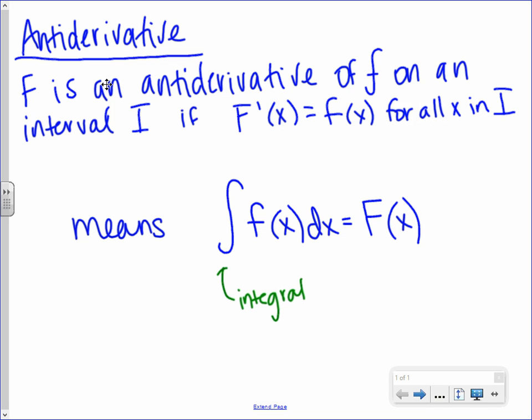However, I have a question for you. What's the derivative of a constant? 0. So technically, we could add a constant to our antiderivative, and we would still get f as a derivative. Do you agree? So every time we take an antiderivative, we have to account for there could be plus a constant. So technically, all of your answers should have a plus c.